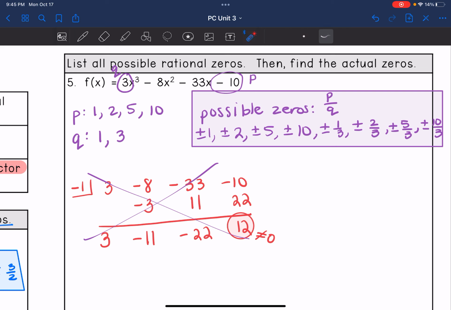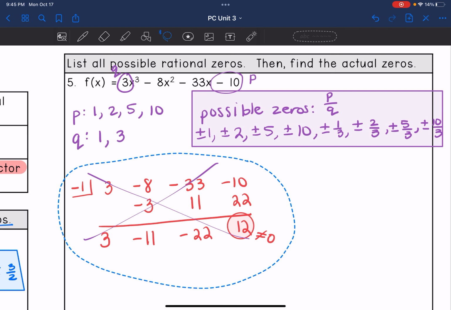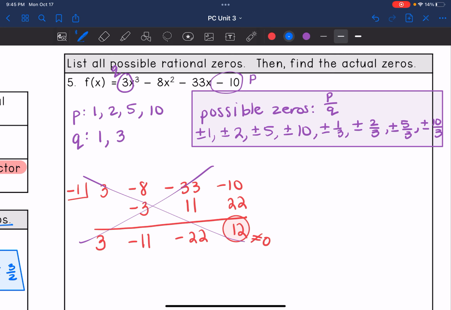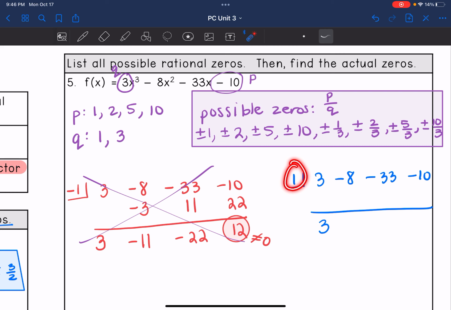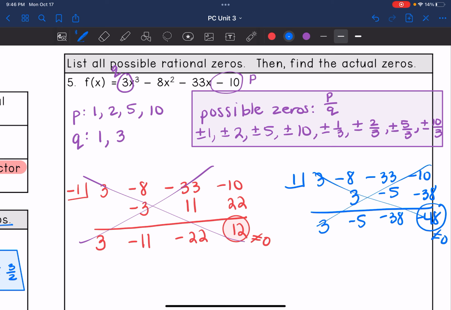Okay, let's try +1 now. So +1, 3, -8, -33, -10. Bring down the 3. 1 times 3 is 3. And when I add those up, that's -5. So I'll bring my -5 here. This is -38, and adding is -48. So again, that's not 0, so that's not a factor. All right, so now I know that 1 and -1 didn't work.